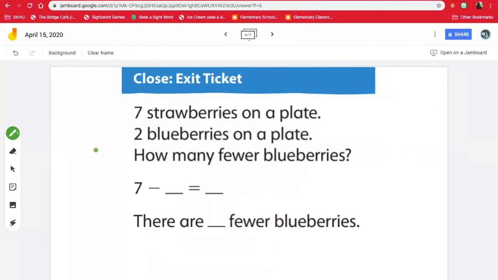Here's our last problem for today. Let's get our highlighter so we can highlight the important information. So let's read it first. 7 strawberries on a plate. 2 blueberries on a plate. How many fewer blueberries? Well, what's the problem about? Well, I'm going to use red for strawberries. And how many do we have? 7. And we have 2 blueberries. How many blueberries? 2. The question is asking how many fewer blueberries.